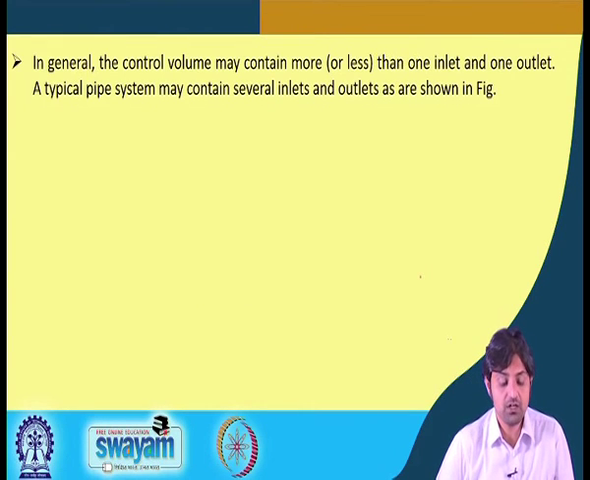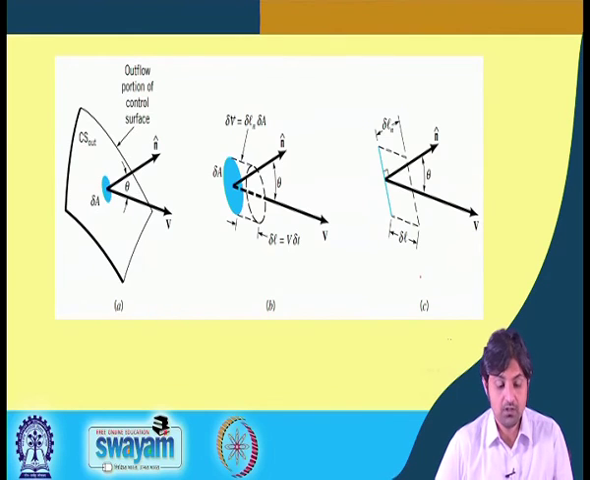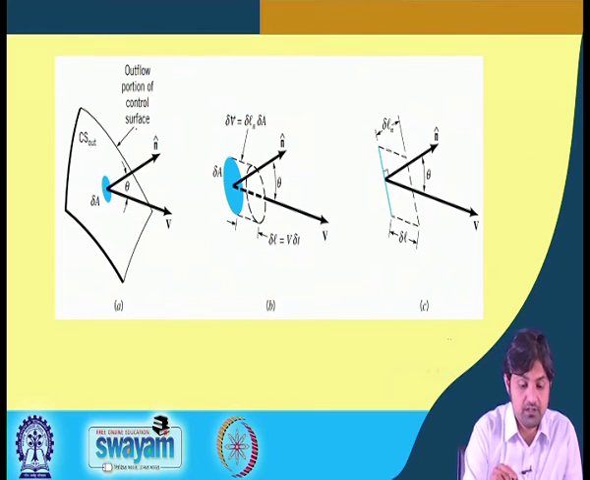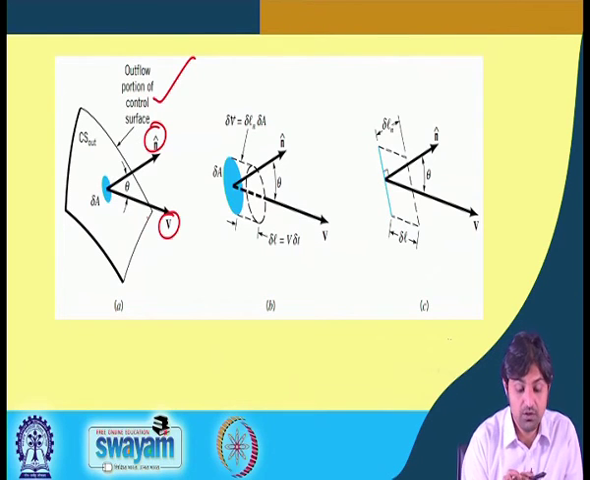In general, the control volume may contain more than one inlet and one outlet. A typical pipe system, for example, can contain several inlets and outlets, as shown in this figure, and it can be more than that or even less than that. So we have to find a general equation. This is the outflow portion of the control surface. This is the cross sectional area, delta A, this is the velocity V, and this is the normal to the surface, and this is the angle theta.